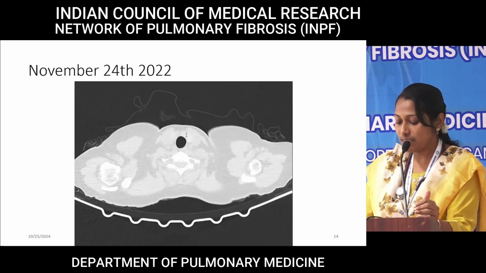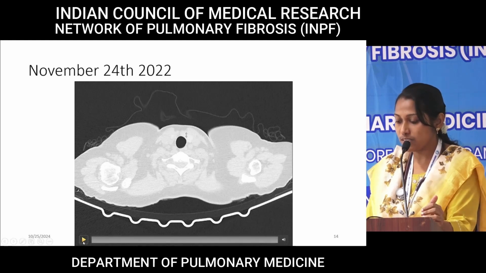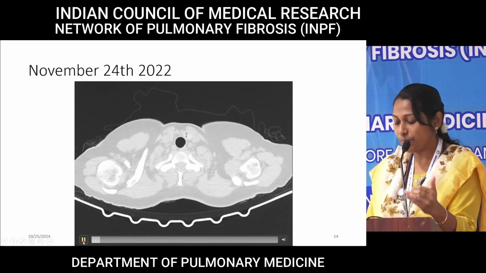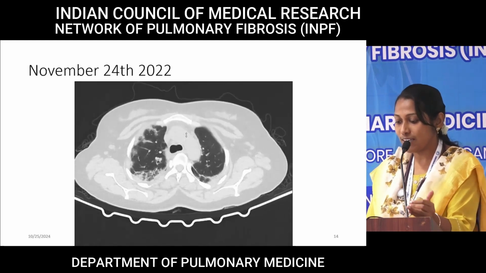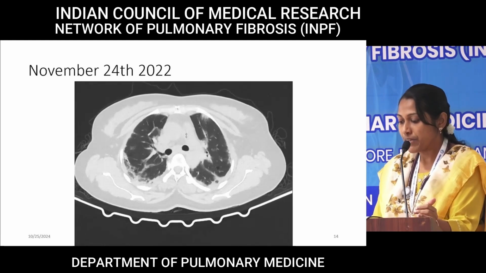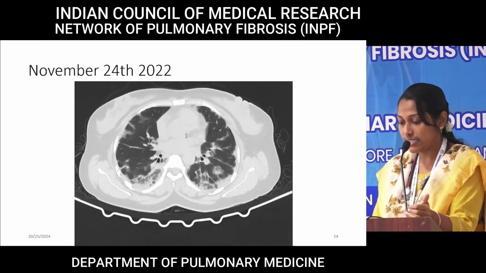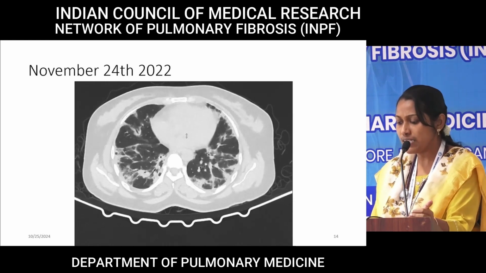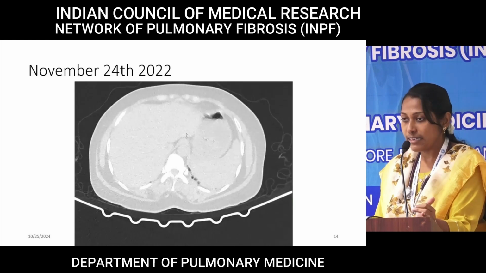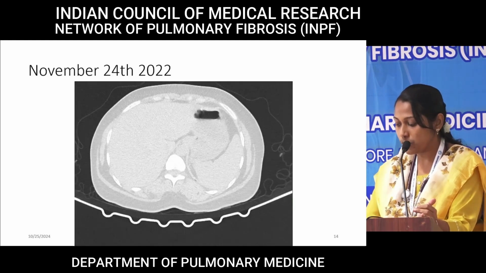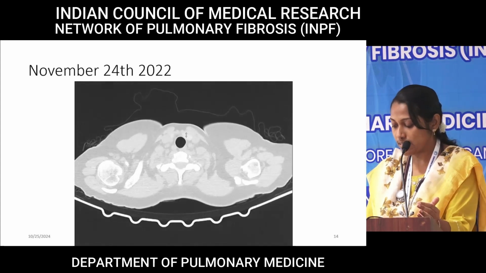After which she came here on November 24th, presenting with rapidly worsening breathlessness, and her oxygen requirement was also going high. This was her second CT at the second admission. We can see worsening infiltrates bilaterally, with an increase in the opacities on both sides. Bilaterally, symmetrically, worsening infiltrates are seen.